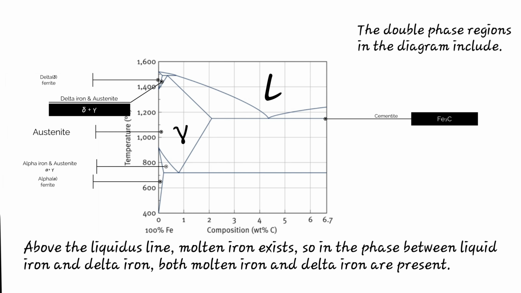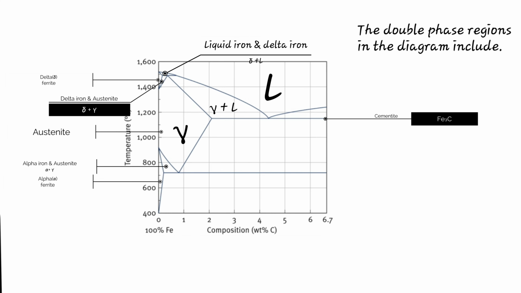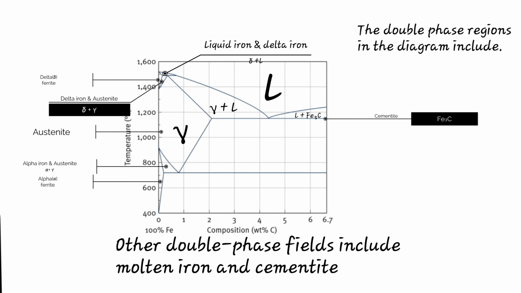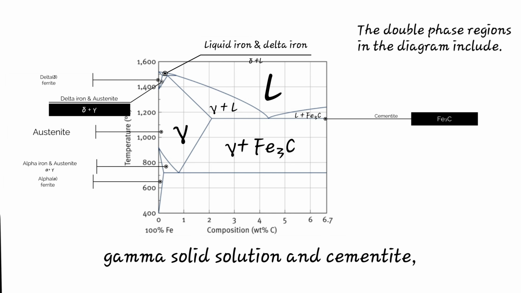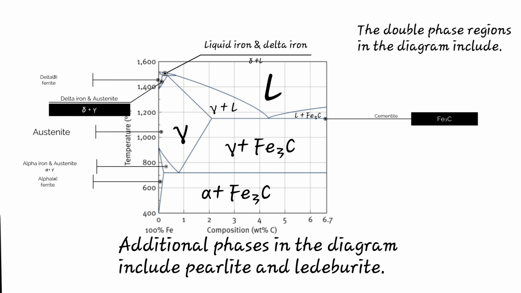Above the liquidus line, molten iron exists, so in the phase between liquid iron and delta iron, both molten iron and delta iron are present. Likewise, between molten iron and austenite, both phases are present. Other double-phase fields include molten iron and cementite, gamma solid solution and cementite, and alpha iron solid solution and cementite. Additional phases in the diagram include pearlite and ledeburite.